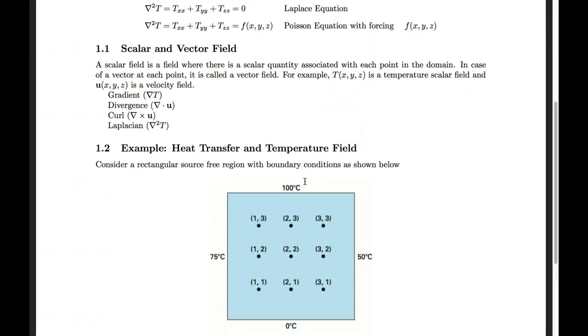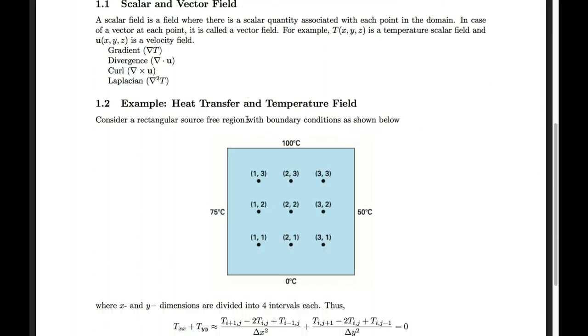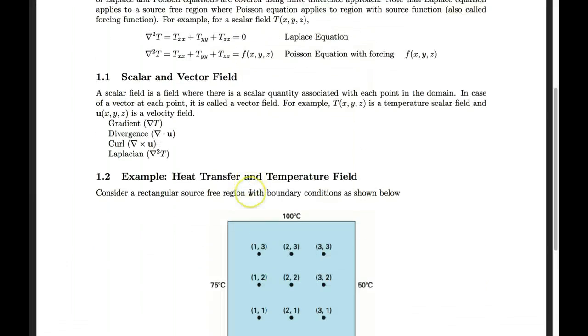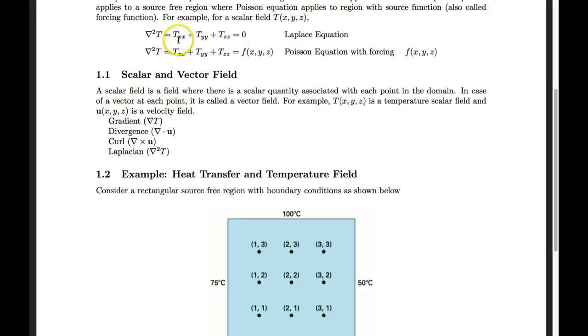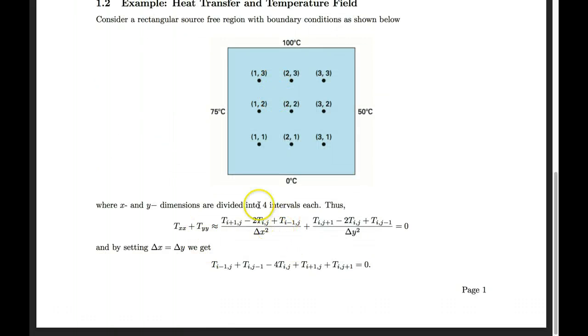using the knowledge that the temperature field obeys the Laplace equation, which is the Laplacian of the temperature equal to 0. And as we covered in the class, this is the second derivative along x plus second derivative along y equal to 0. And we can approximate that using the finite difference approximations and set it equal to 0.